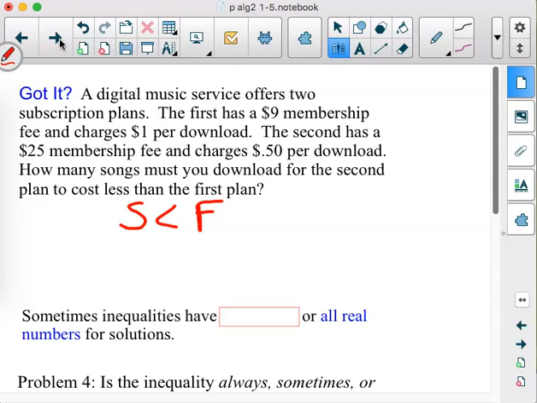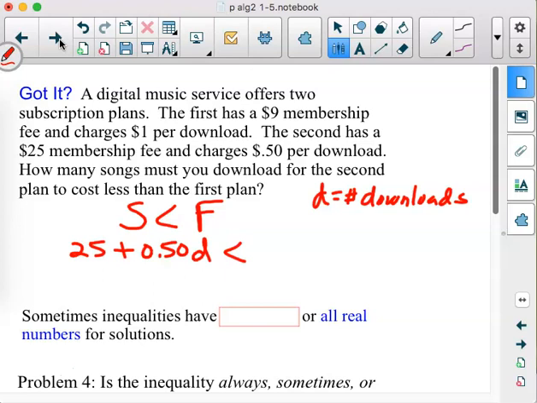All right, second plan. You don't ever download any music. You still have to pay what? Second plan. You sure do. But you do make some downloads. How much is each one of those downloads? 50 cents. I'm going to use D for download. D is not a horrible variable.